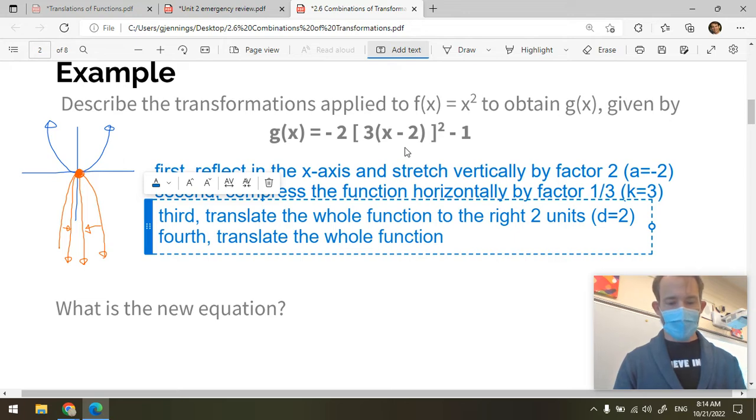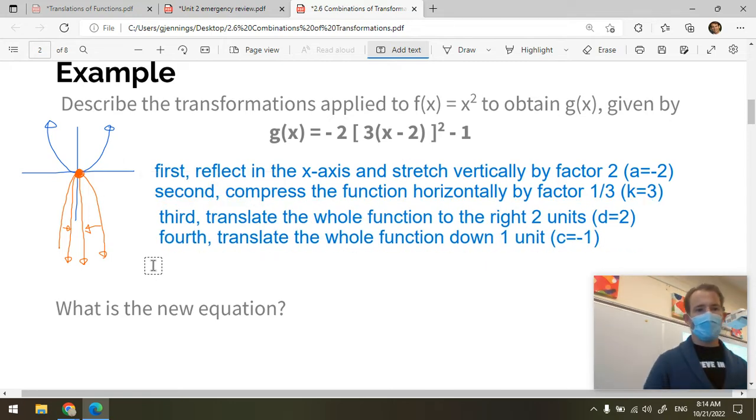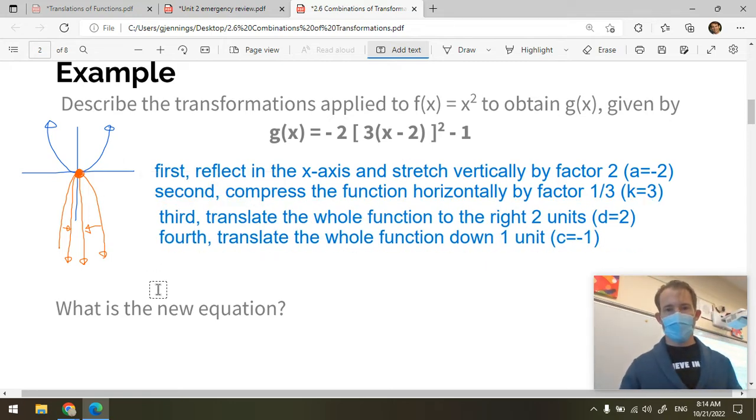Yeah. So translate the whole function downwards 1 unit. This is a result of c being equal to -1. So then we're going to have just this vertex point here, the final color. There it is. Boop. Purple. Okay. It moves to the right 2 and down 1. So it's like now over here. And it's super, super stretchy. So this is our final function.